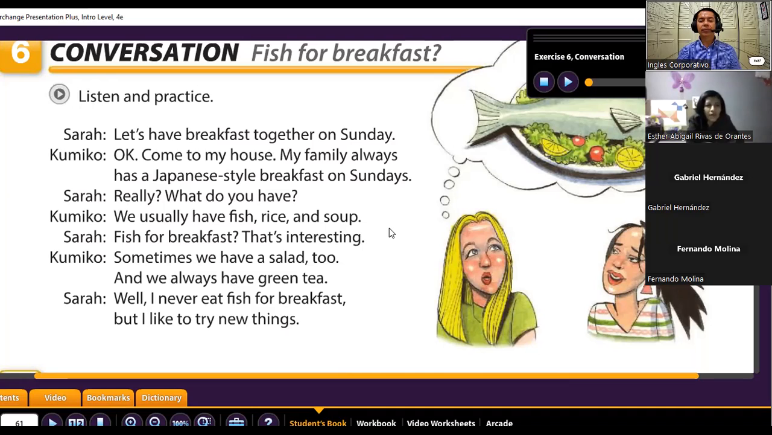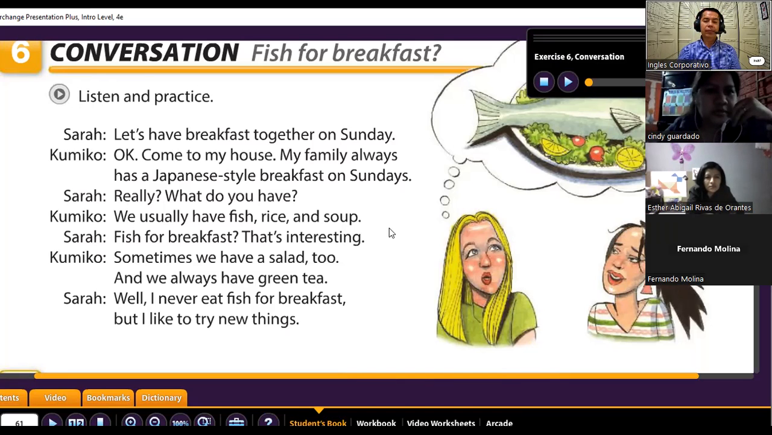Let's have breakfast together on Sunday. Okay, come to my house. My family always has a Japanese style breakfast on Sunday. Really? What do you have? We usually have fish, rice, and soup. Fish for breakfast? That's interesting. Sometimes we have a salad too, and we always have green tea. I never eat fish for breakfast, but I like to try new things.